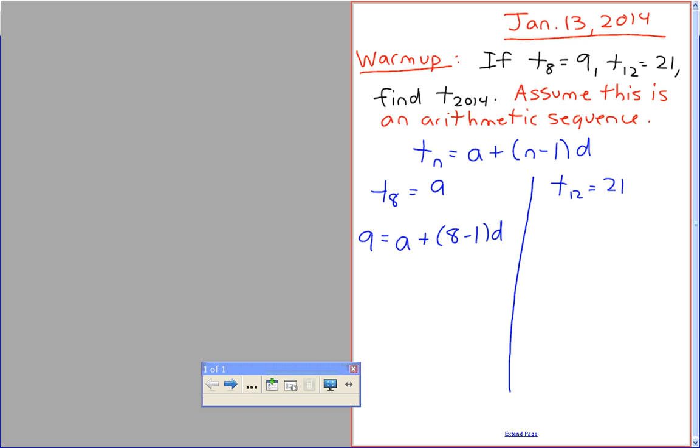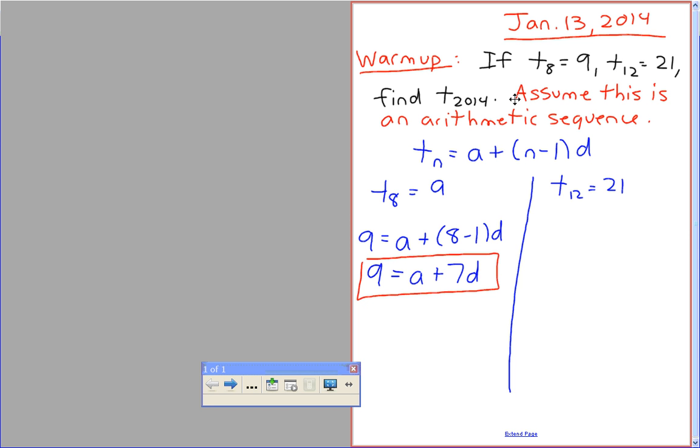Okay, so what he did correctly was n is 8 because the subscript 8 for T8. 9 is your final value, a plus n minus 1 d. I'm going to neaten this up and say that 9 equals a plus 7d. Oh, because 8 minus 1 is 7, right? Yes.